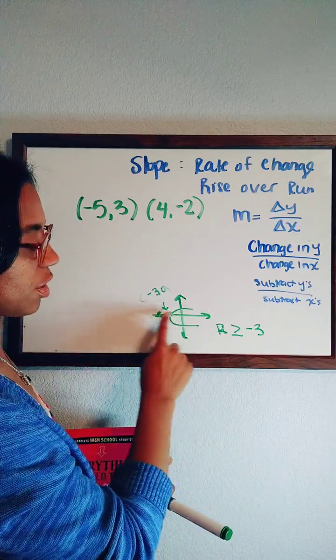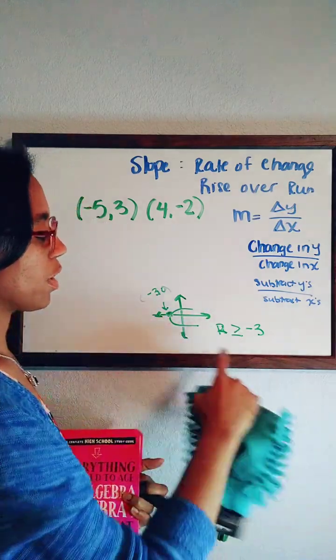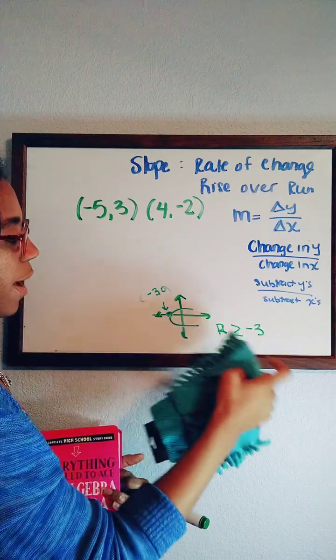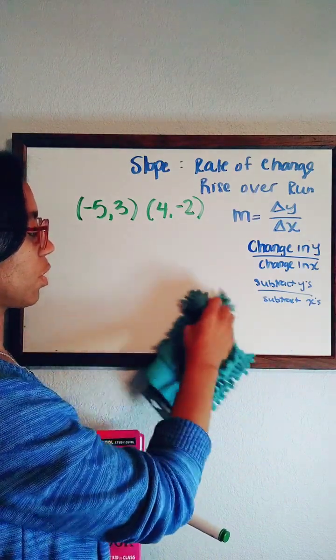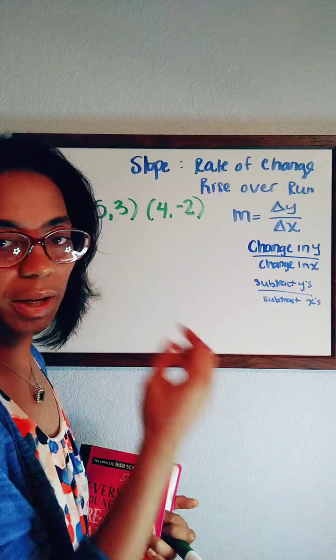That's how you would do domain. You're just looking at your x-axis. Where does the graph no longer go past? And that's where you would start writing your domain.